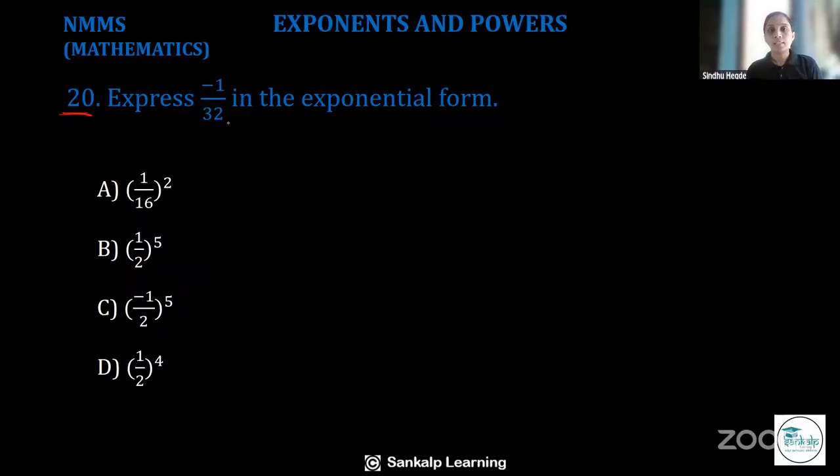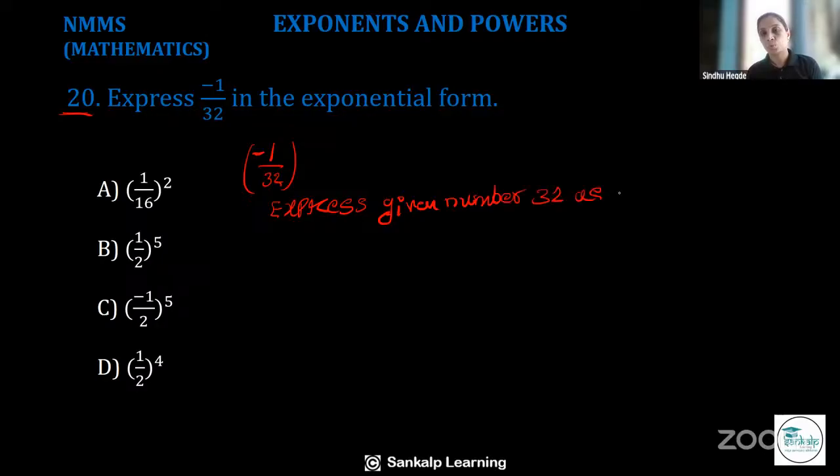So here express this given number in the exponential form. Our given number is minus 1 by 32. So here 32 is in the form of base. We have to convert this 32 as an exponential form. So express given number 32 as exponent form.